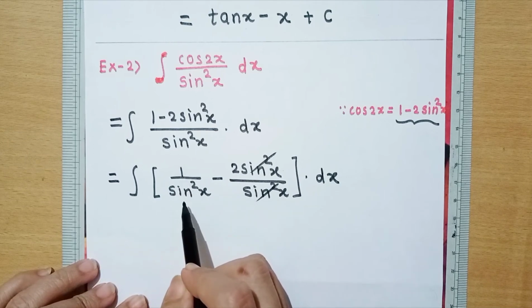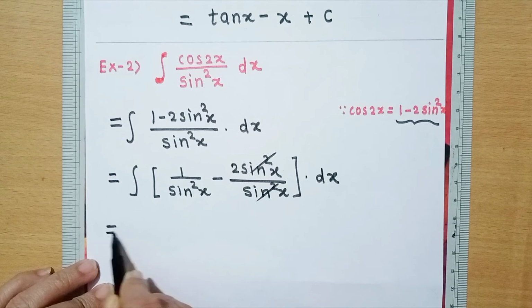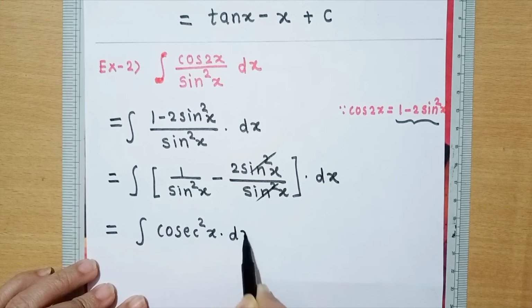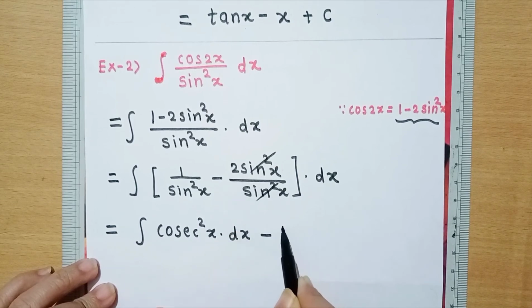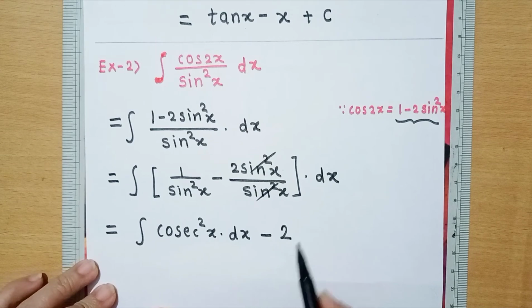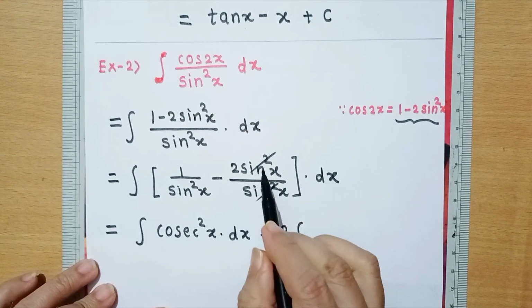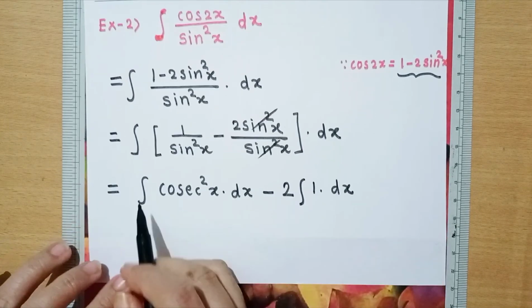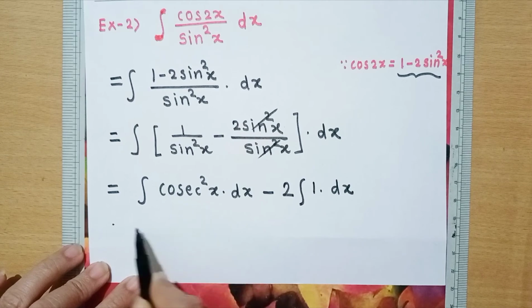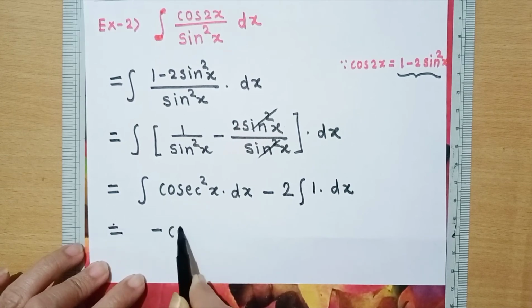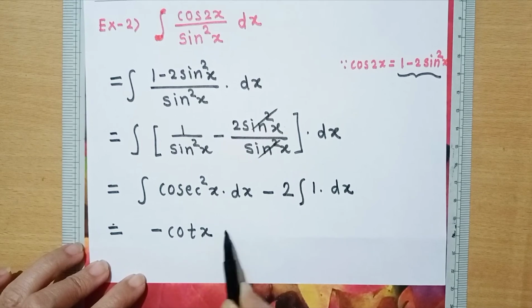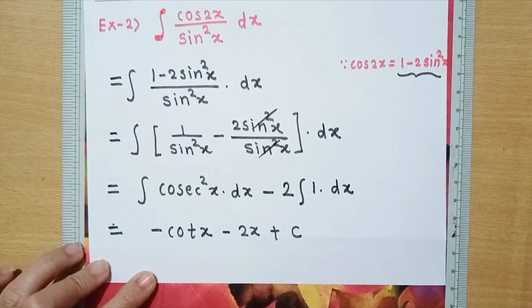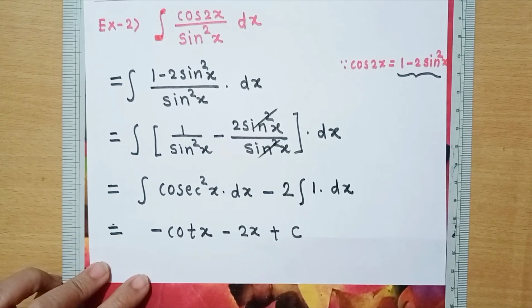Again we know 1 upon sin means cosec. So we will write here cosec square of x dx, then minus. This 2 is a constant, so we will take it outside of the integration symbol, and what is remaining here is 1 dx. And so again integration of cosec square x is minus cot of x, and integration of 1 is x, and write down plus c as the final answer.